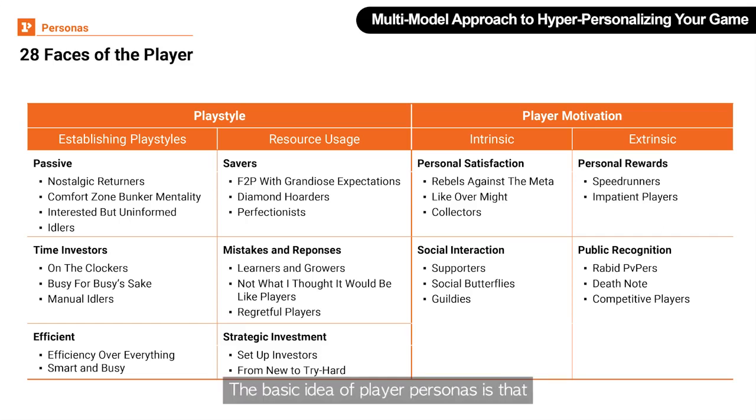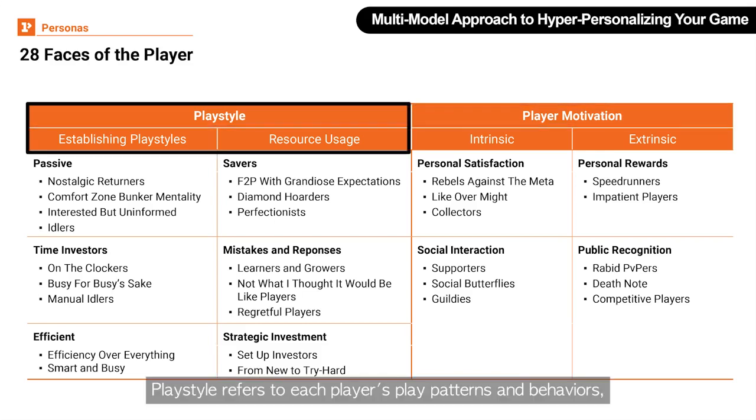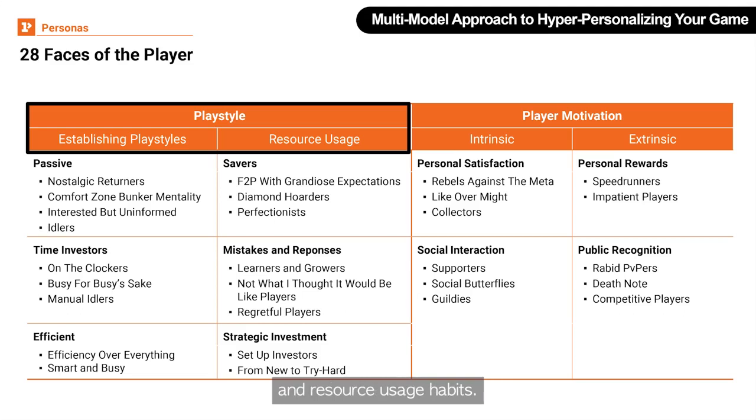The basic idea of player personas is that players' profiles can be identified within two major categories, each with their respective subcategories: playstyle and play motivation. Playstyle refers to each player's play patterns and behaviors, and this can be divided into two subcategories: the way of establishing playstyles and resource usage habits.